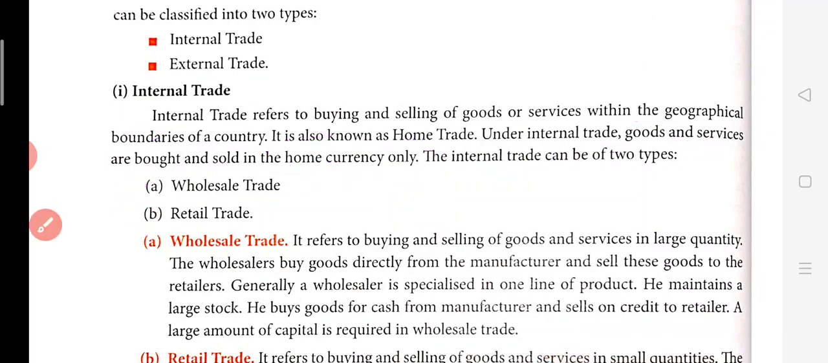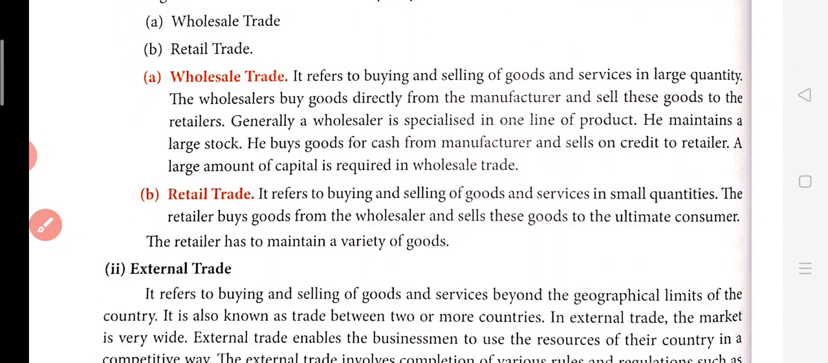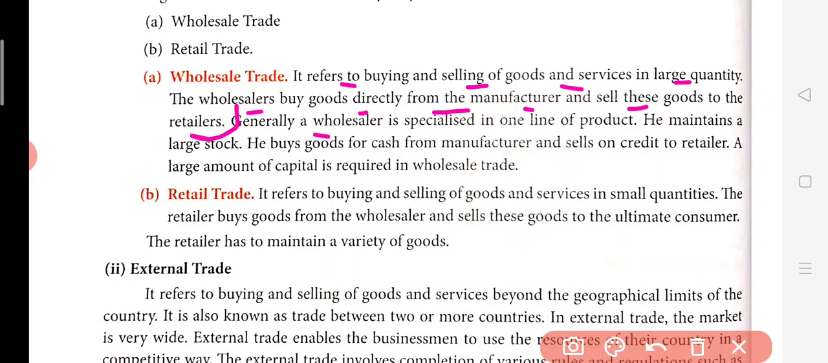Now what is wholesale trade? It refers to the buying and selling of goods and services in large quantity. The wholesaler buys goods directly from the manufacturer and sells these goods to the retailer. Generally a wholesaler is specialized in one line of product. He maintains a large stock. He buys goods for cash from the manufacturer and sells on credit to the retailer. A large amount of capital is required in wholesale trade.